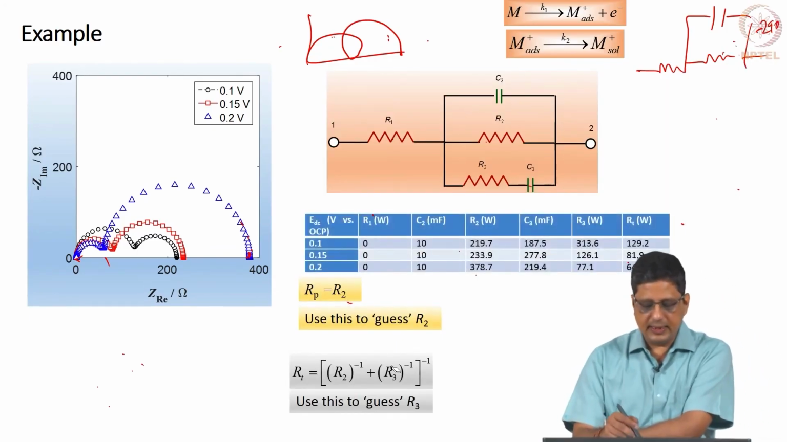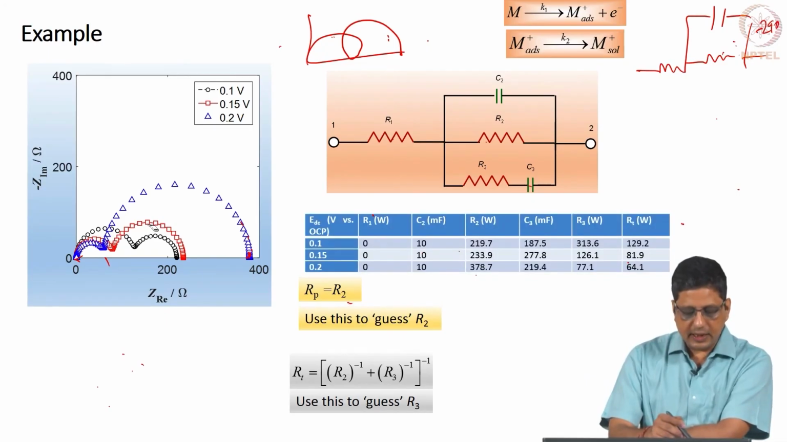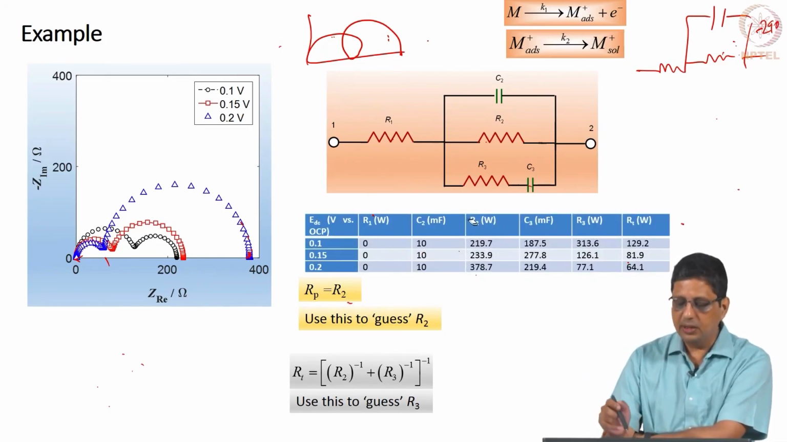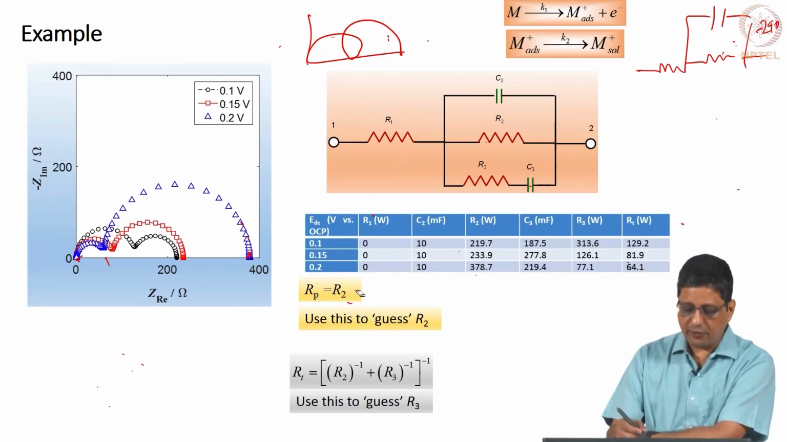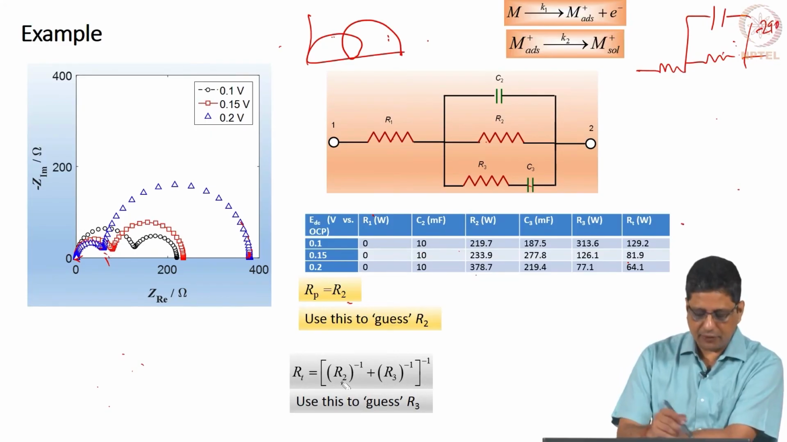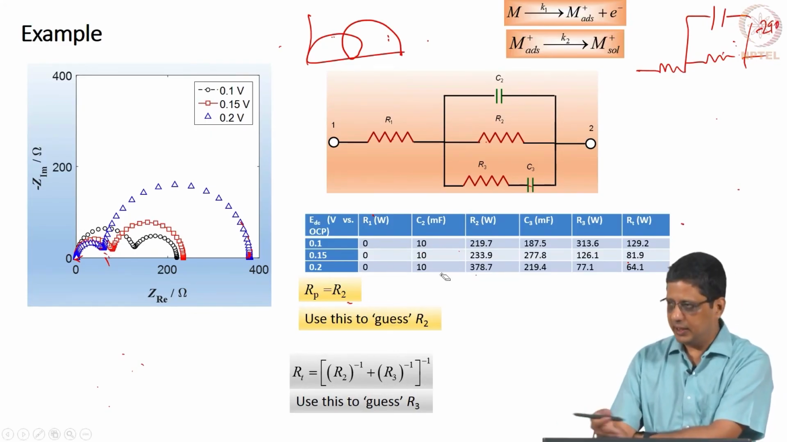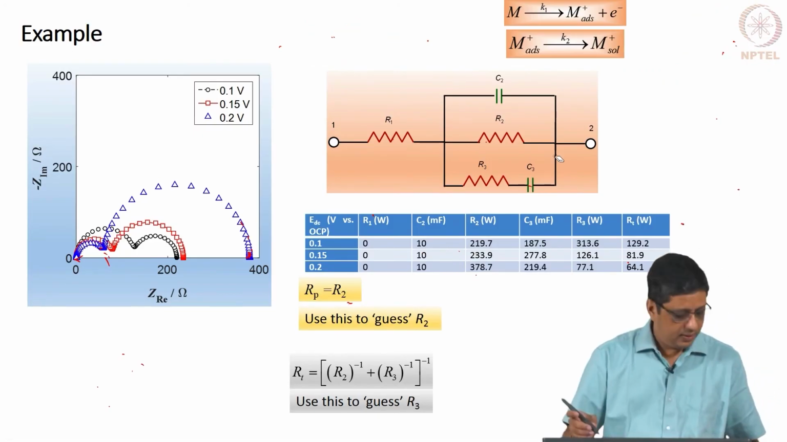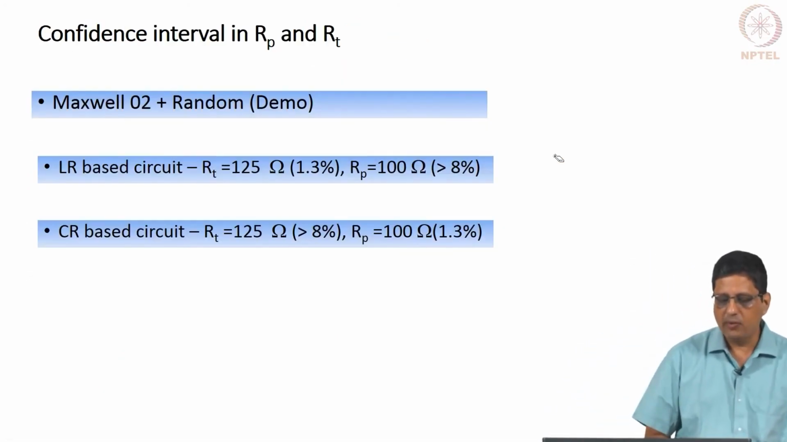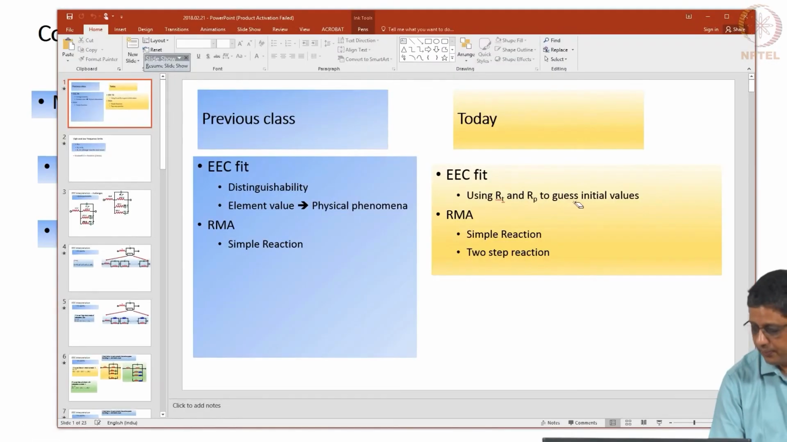So, if I use this and say this set of 3 spectra I can model using this circuit, I can guess the value of R2, I can guess the value of RT, from that I can guess the value of R3 and then optimize it, I can get the circuit fit. Not just that, I want to show you another example. Okay.